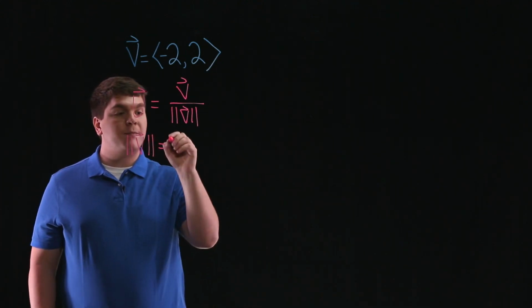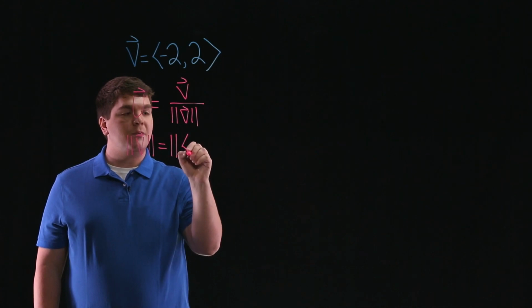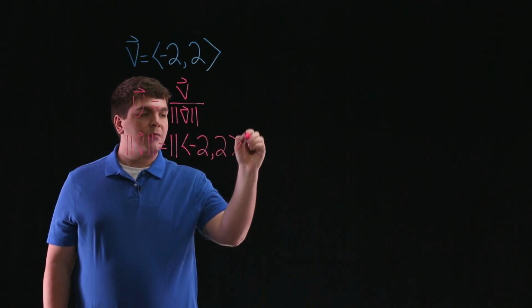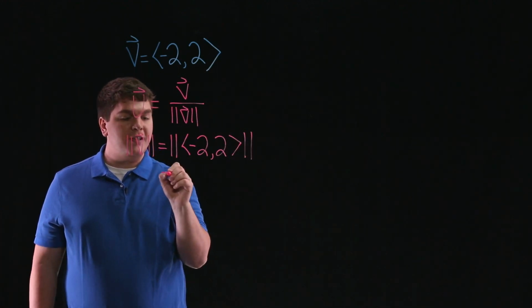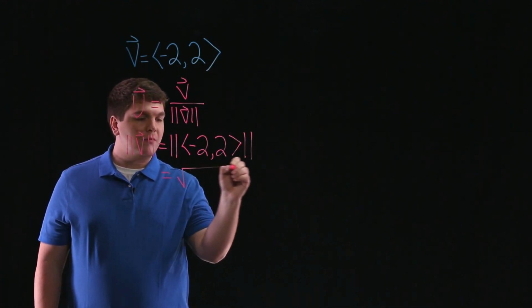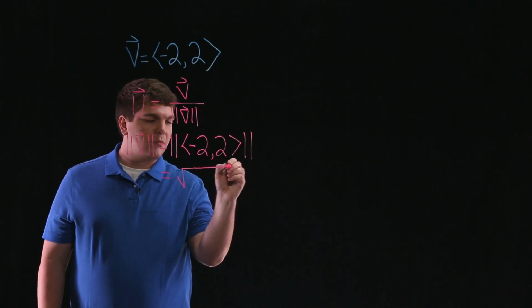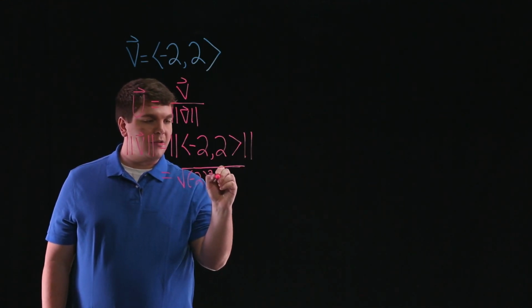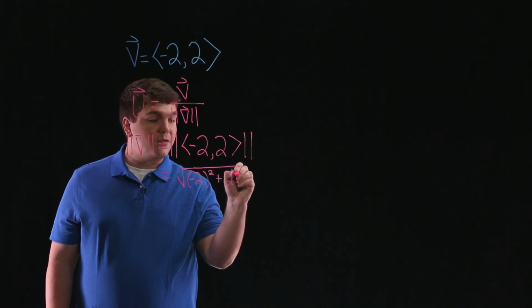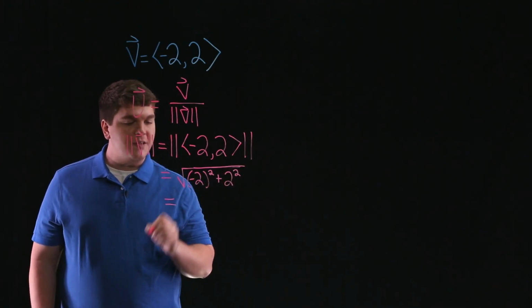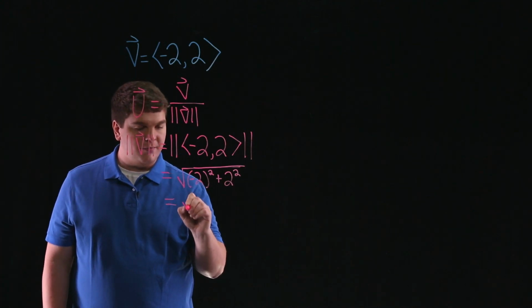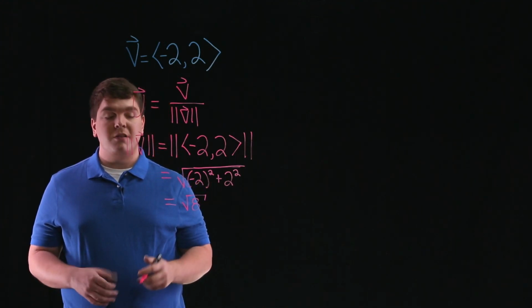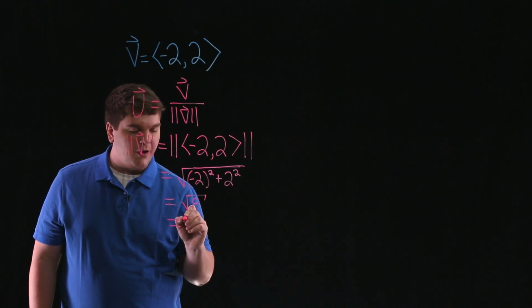So the magnitude of v is equal to the magnitude of our vector, -2, 2, which we know is equal to the square root of (-2)² plus 2², which is equal to the square root of 8, which also simplifies to 2 times the square root of 2.